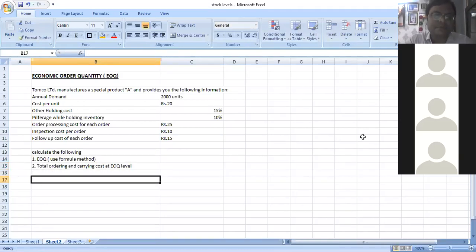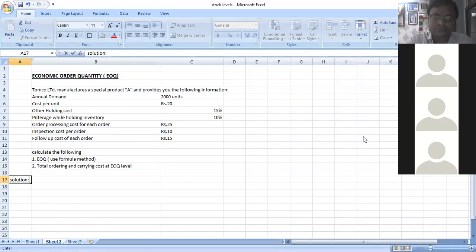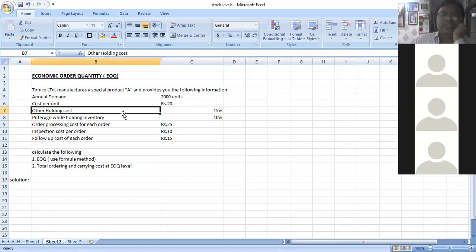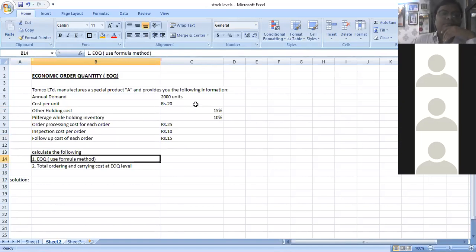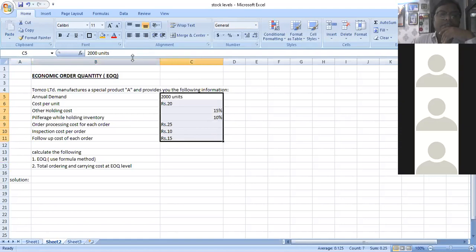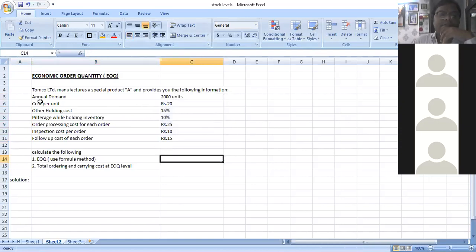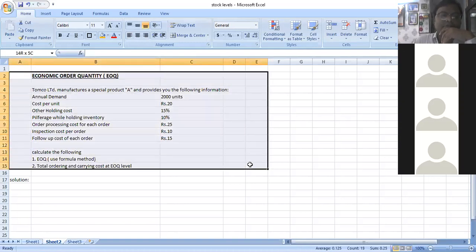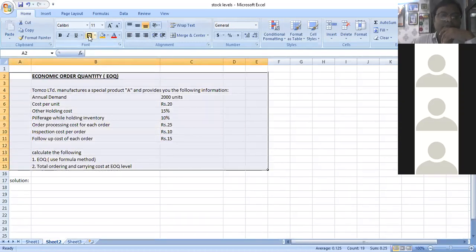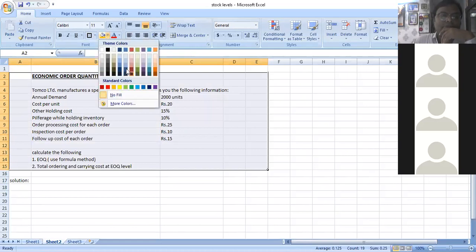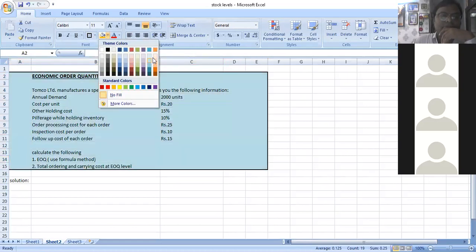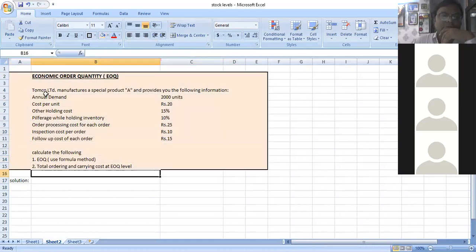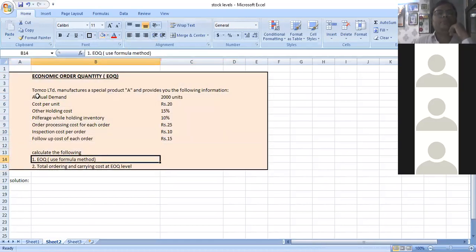This is an examination problem. This type of problem comes in university examinations many times. So this will definitely help you a lot. Okay, so what is the problem?